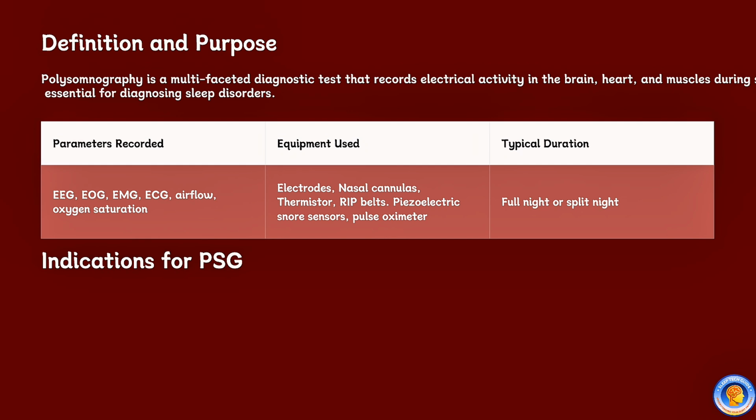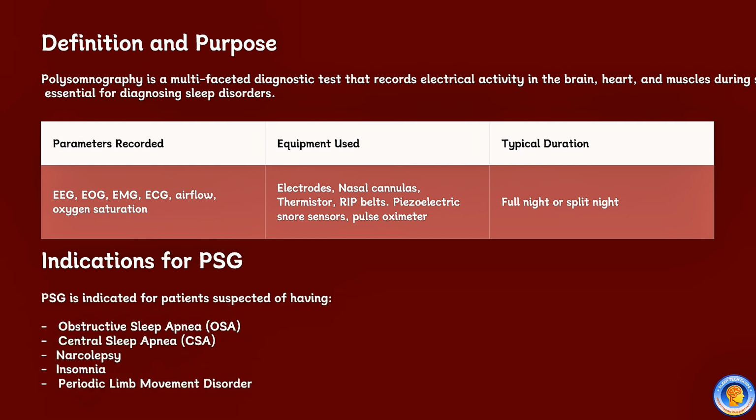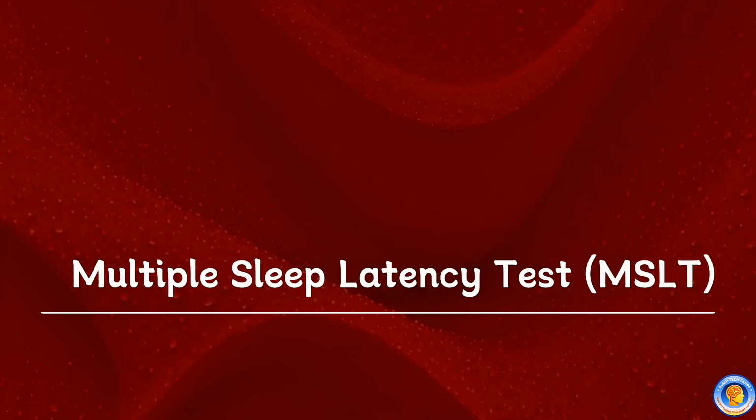So, when do we actually order polysomnography? It is indicated in obstructive sleep apnea, central sleep apnea, narcolepsy, insomnia, and periodic limb movement disorders. But here is something interesting. Night testing alone is not always enough. Sometimes we must measure what happens during the day, especially sleepiness and alertness. And this brings us to the next important test, which is the multiple sleep latency test.